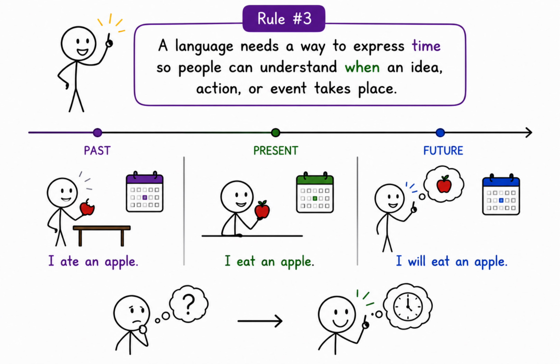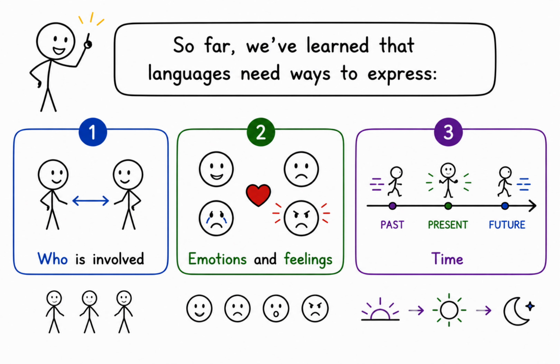time. That's why English has sentences like, I eat an apple. I ate an apple. I will eat an apple. The action is the same, but the time changes. So our third rule is simple. A language needs a way to express time so people can understand when an idea, action, or event takes place. So far, we've learned that languages need ways to express who is involved, emotions and feelings, time.